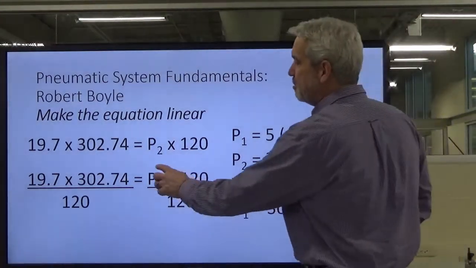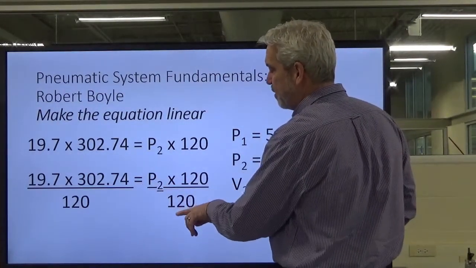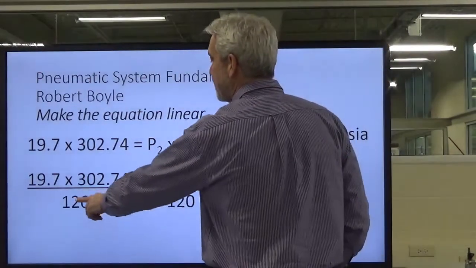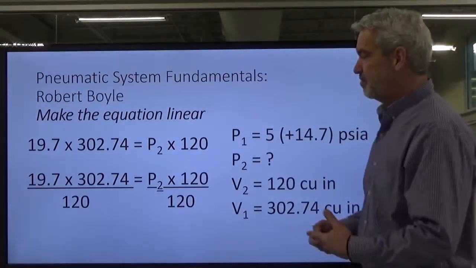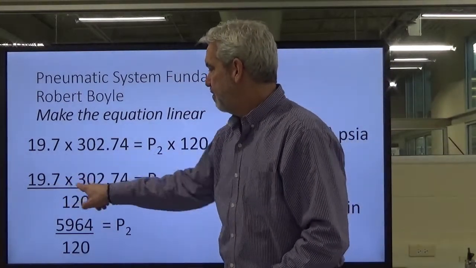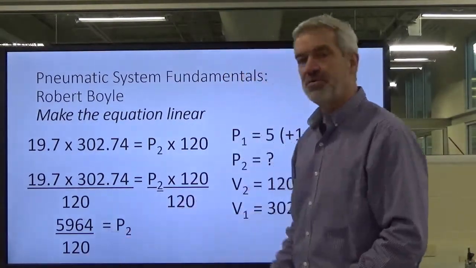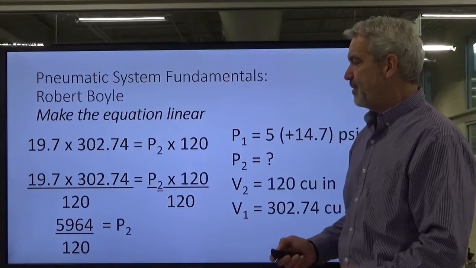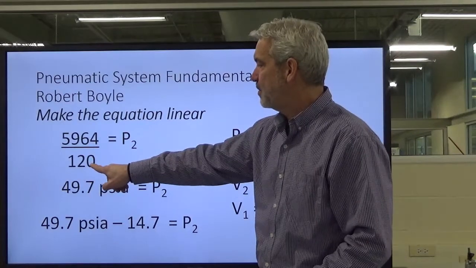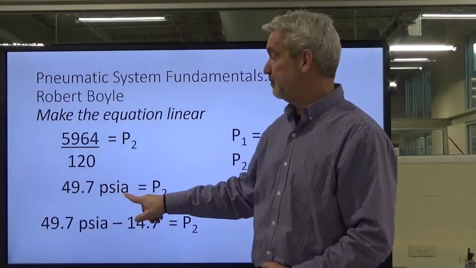Now, we want to get P2 by itself, okay? So we divide this side by 120. These two will cancel out. Remember, if you do it to one side, you've got to do it to the other, okay? So we've got to divide this side by 120, all right? So keep going a little bit further, and we wind up with this right here equal to 5,964 divided by 120, which is going to give us P2 all by itself, all right? And if we do that math, 5964 divided by 120, it's going to give us 49.7 pounds per square inch absolute.